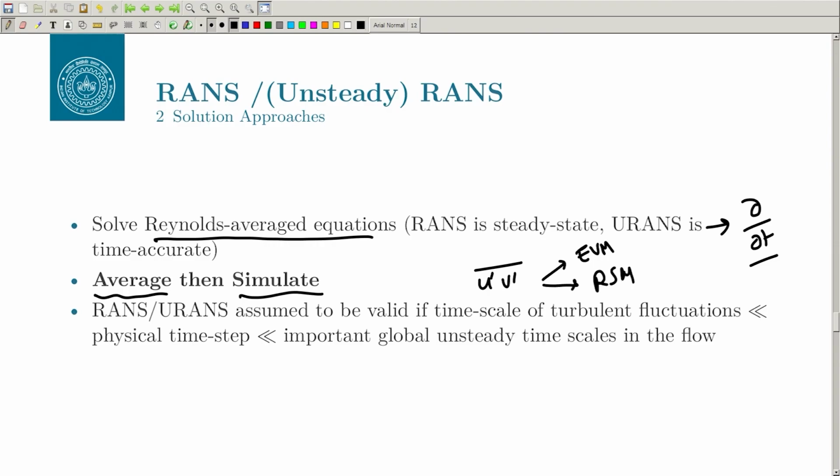So, this is typically considered to be valid if the time scale of the turbulent fluctuations is much less than the physical time step, and that physical time step should be much less than the global unsteady time scale. We will come back to this assumption when we have some more practical applications, which we will discuss later.